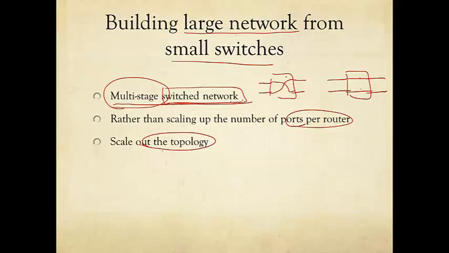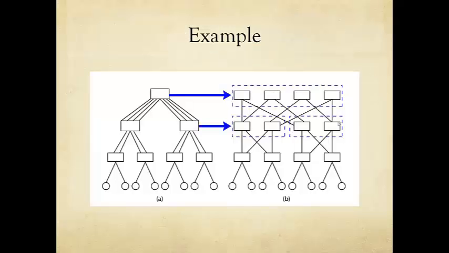It turns out that you can build a large network using only small switches, but many of them, and arranged in a smart way across multiple stages. And that's what we mean by scaling out the topology to enable the scaling of the network, even though we do not scale up the number of ports for each network element. So here's a simple example to illustrate that.